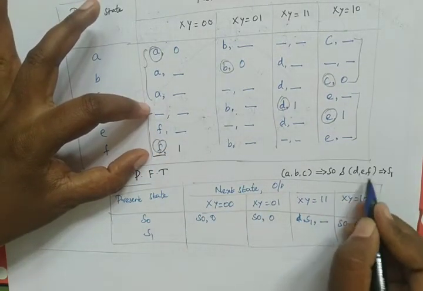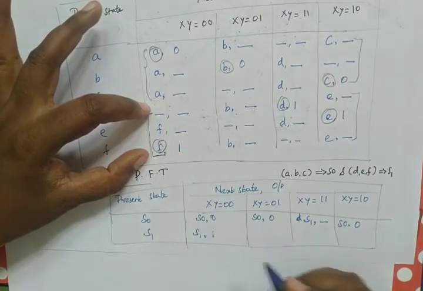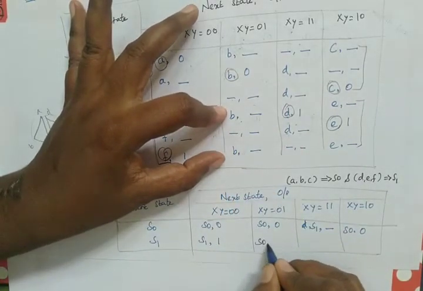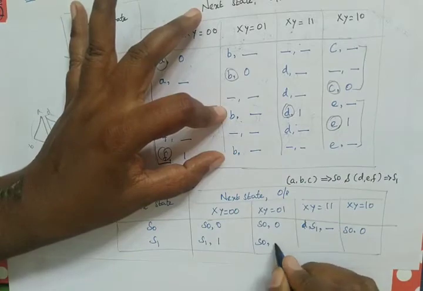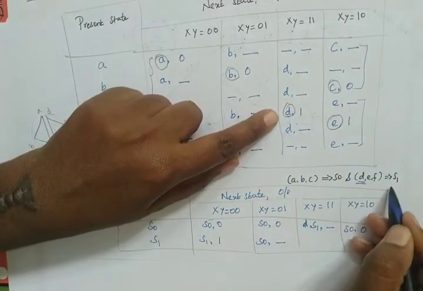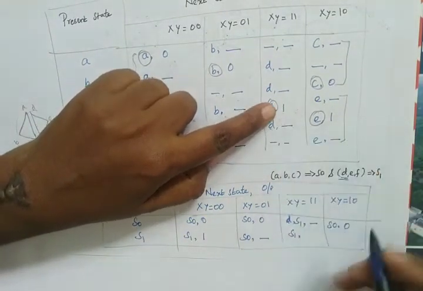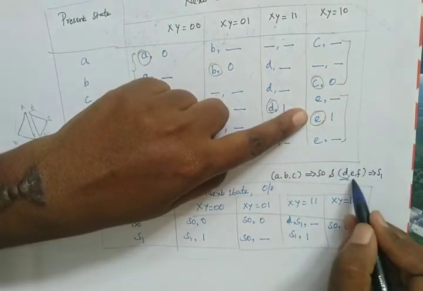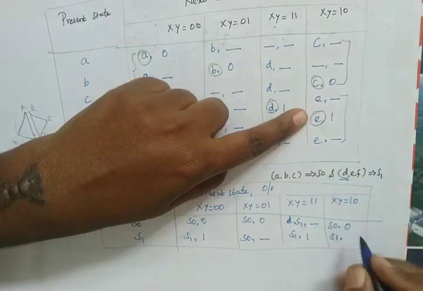So F comes under S1. So S1, comma. Here we have 1. Now let us check this three. Here we have B. That is S0, comma. Here we don't have any outputs, so we can represent as dash. And here we have D. D comes under S1. So S1, comma. Here we have 1. And here E. E comes under S1. So S1, comma. Here we have 1.